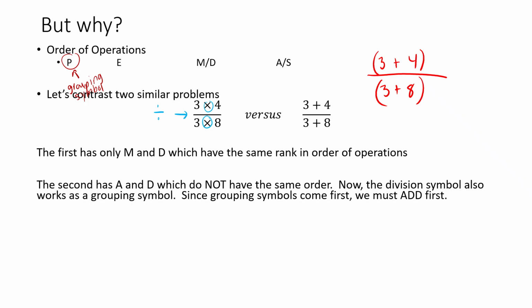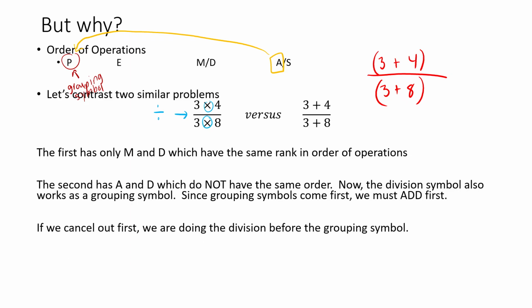It's creating this space, and it's saying your numerator is this separate group from your denominator. They are two different groups, numerator group, denominator group. Therefore, because we have grouped them, we must do grouping symbols first. So it's taking that adding and moving it over here, essentially putting the adding in parentheses. So we must add first. That is what we must do.